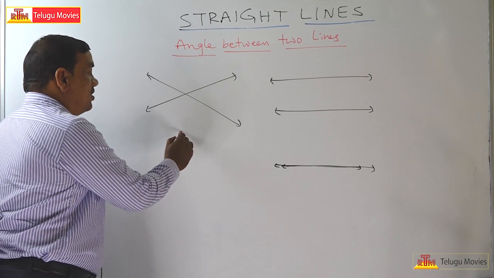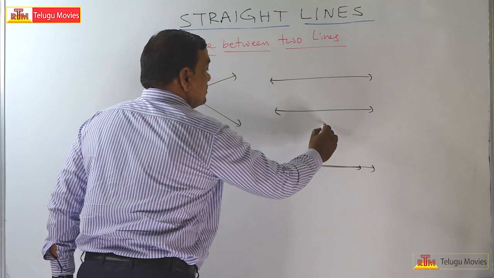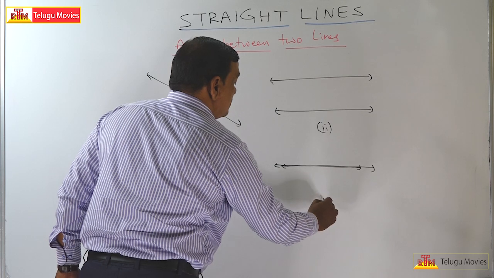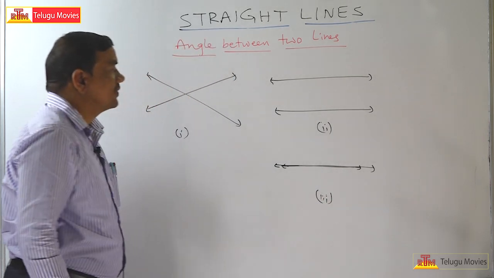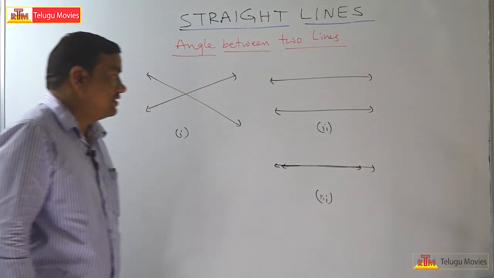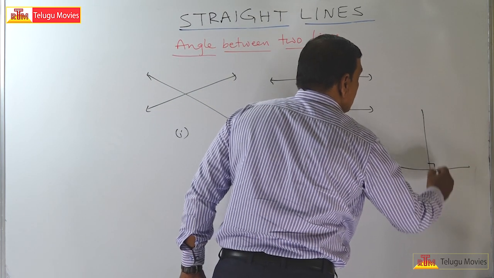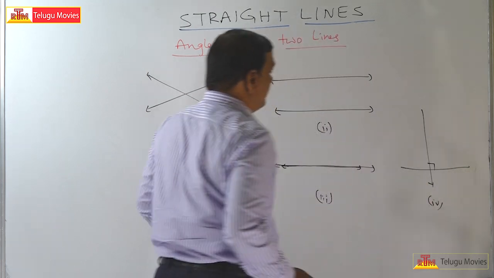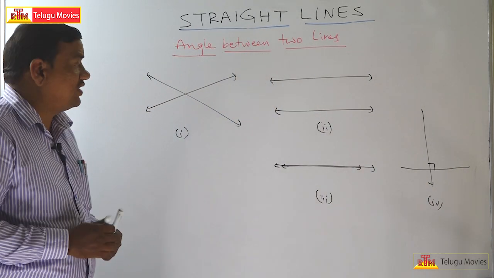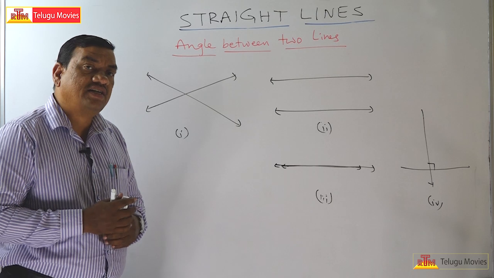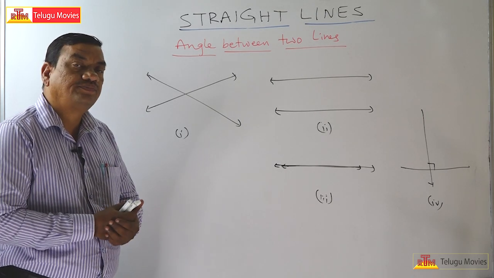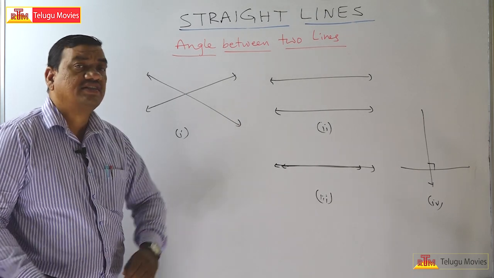So, this is the first case. This is the second case. This is the third case. And one more case is one line is perpendicular to another line. So, these are four cases. Besides these four cases, is there any case that arises? No. Only these four cases arise.